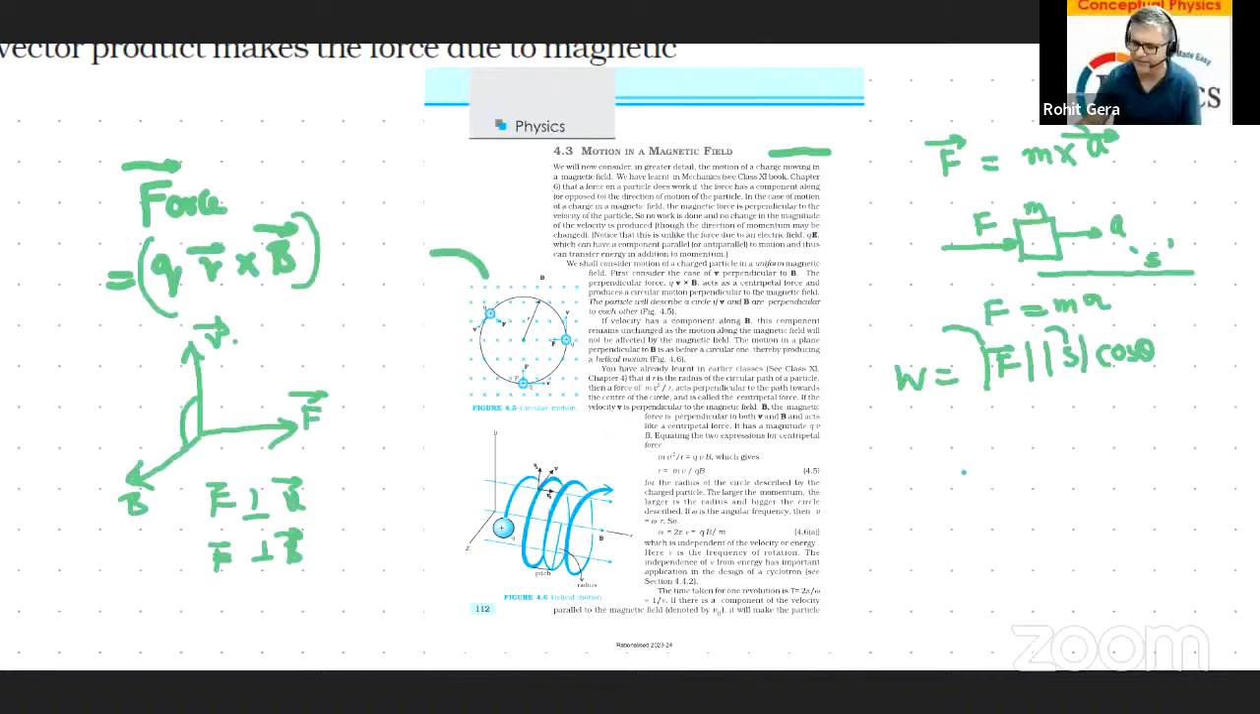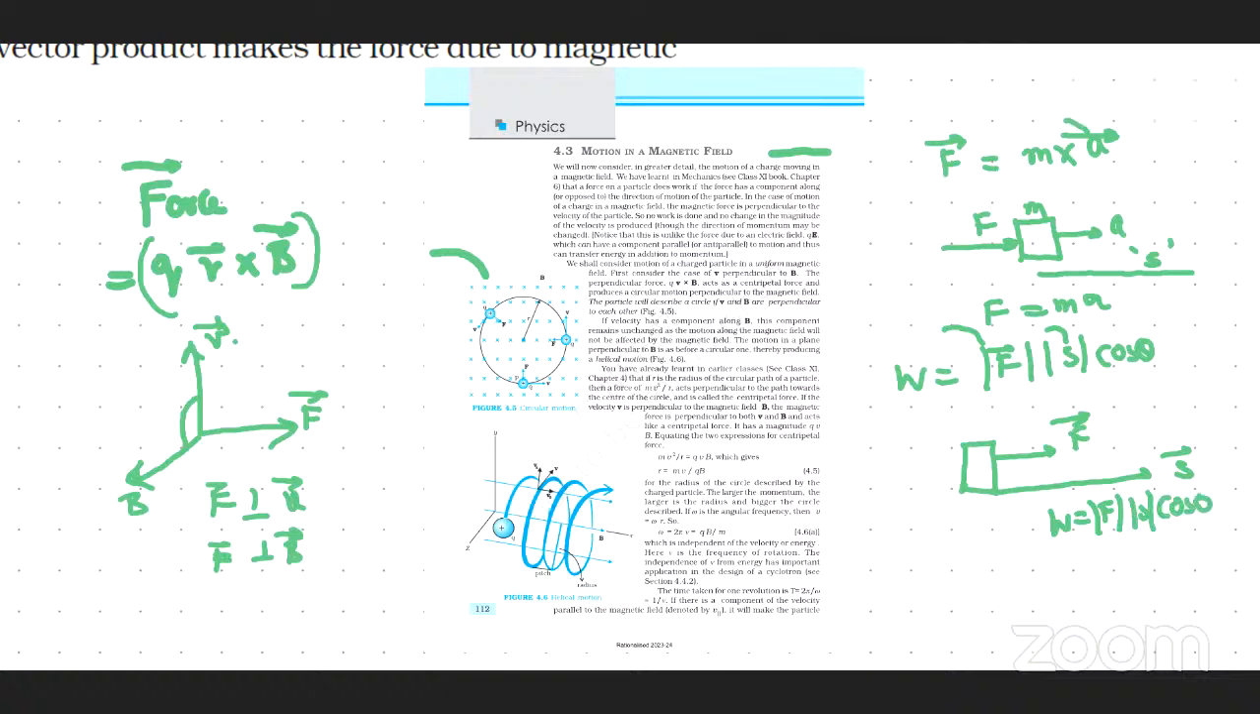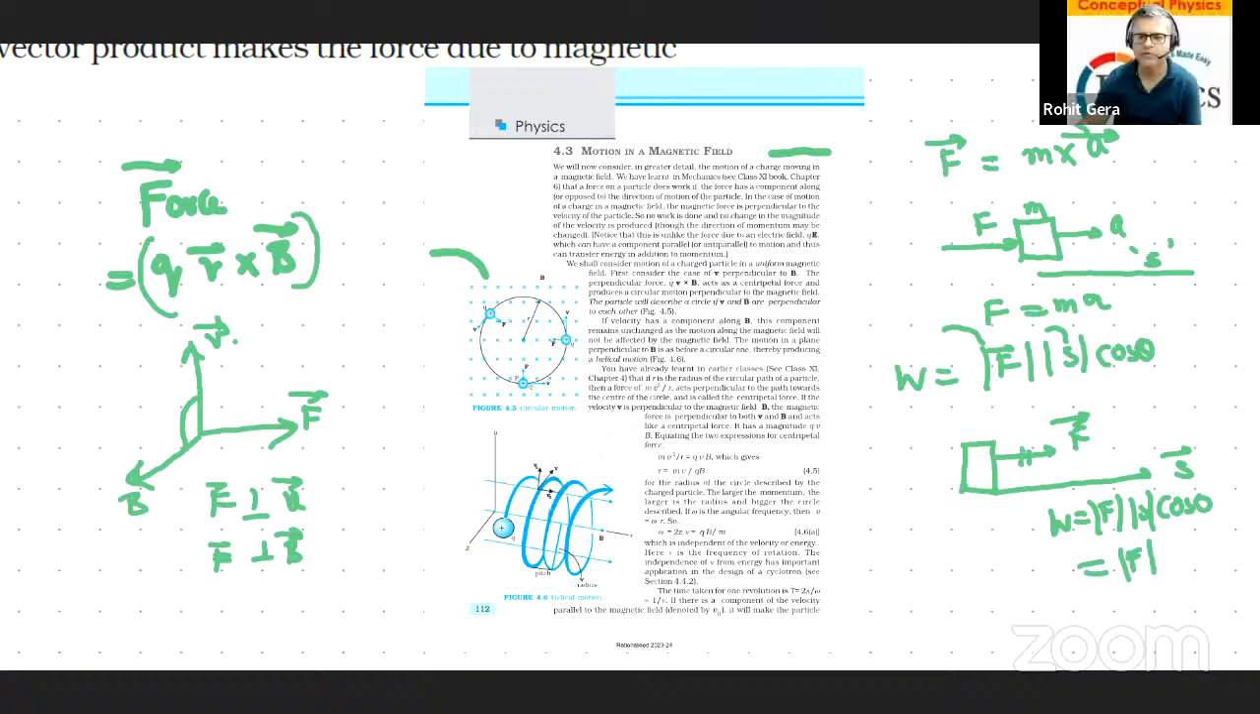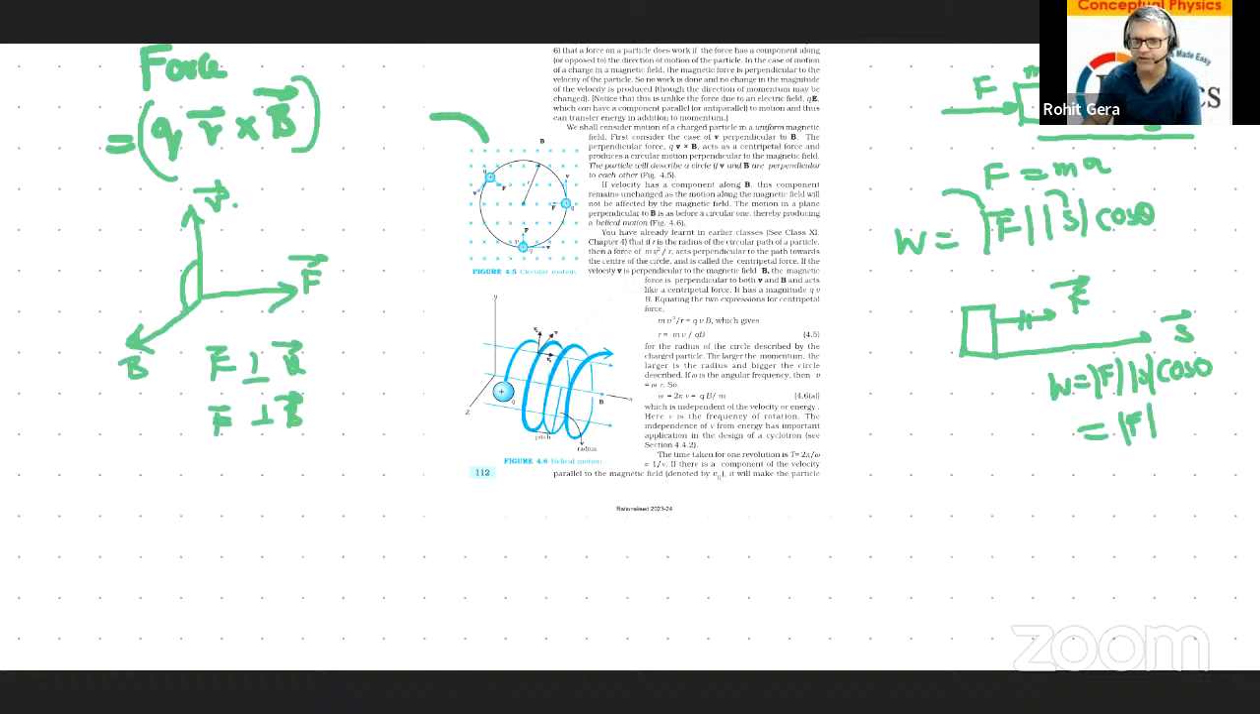So if you are applying a force in which force is like this and displacement is also like this, that means your work done will be F S cos 0, because they're parallel. The work done is calculated by dot product.